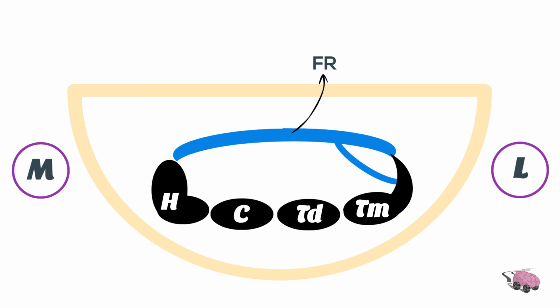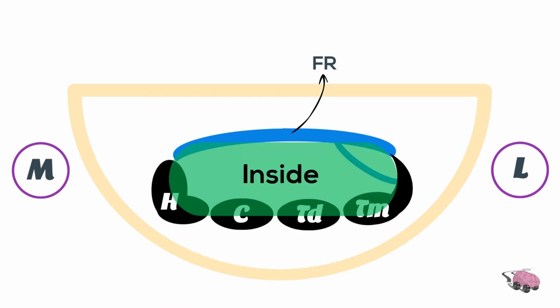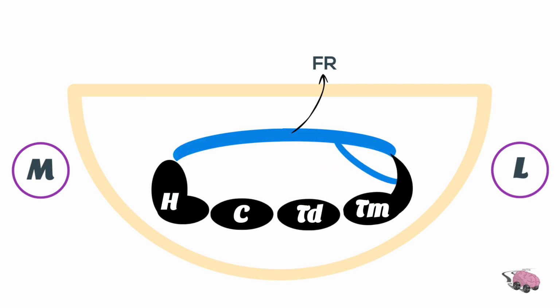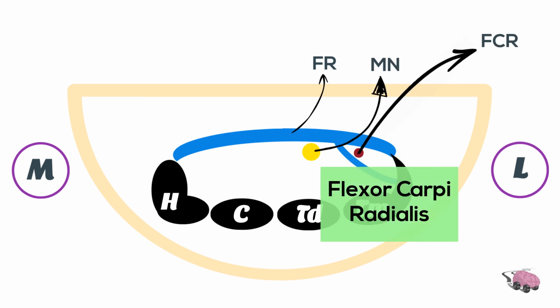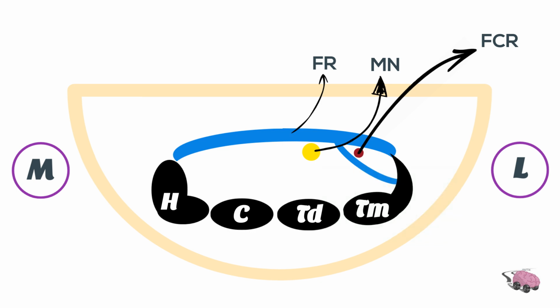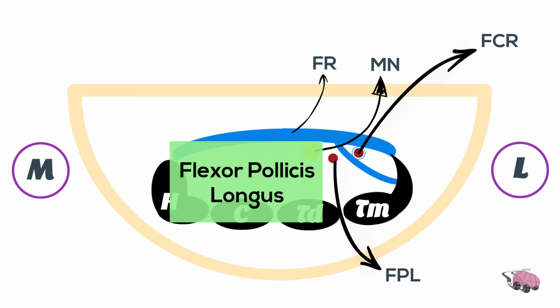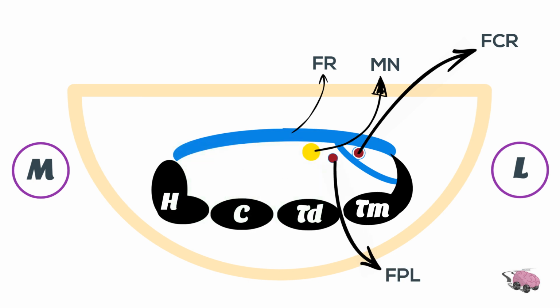Now that we've done the structures forming the carpal tunnel, let's move on to the structures found inside the carpal tunnel. The first structure is here in yellow, the median nerve. The next one is a muscle, flexor carpi radialis, along with the synovial sheath. Next one is flexor pollicis longus, again with its synovial sheath. Next is a little tricky.